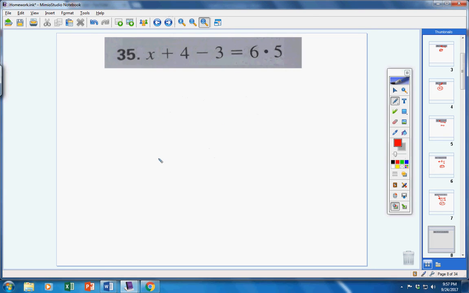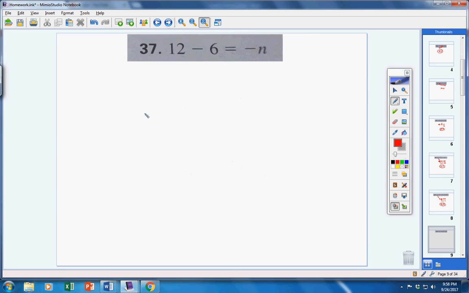Alright, number 35. Step 1, simplify both sides. Here I have a constant term and a constant term. Positive 4, negative 3. That's a positive 1. Bring down your x. And of course, these are unlike terms, so we cannot simplify them any further. Over here, I would put 30 because 6 times 5 is 30. Now, notice I have completely simplified both sides. So step 2, get the variable all by itself. Take your positive 1, bring it over, make it a negative 1, and your answer is 29.